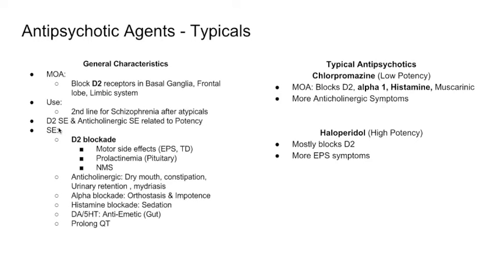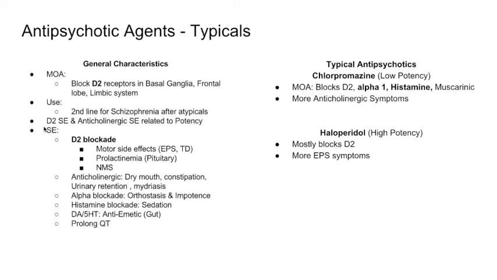The dopamine side effects and the anticholinergic side effects are really related to potency. How potent or how strong that medication is. If the medication is very strong, so if you need low doses, then you'll have dopamine side effects. If the medication is not very strong and you need high doses, then you'll get anticholinergic side effects because you'll have to hit more receptors.